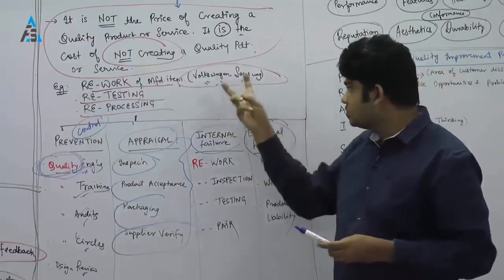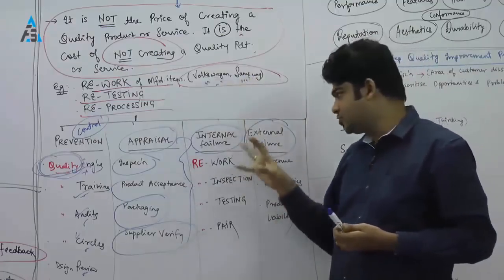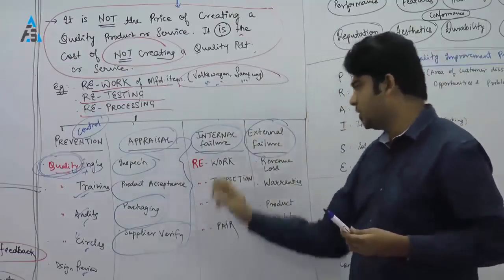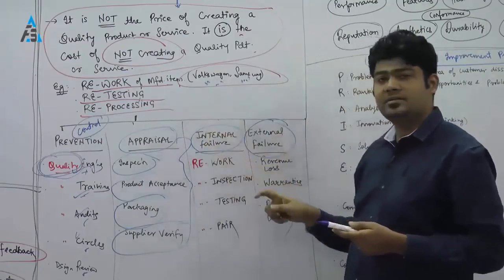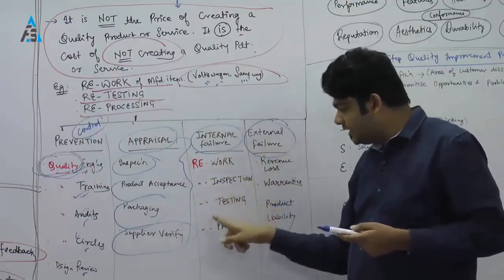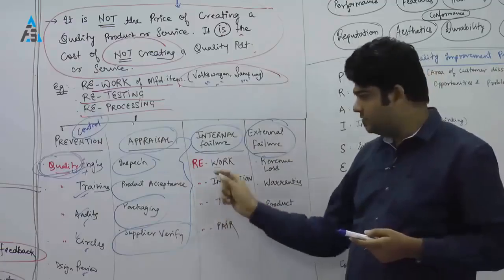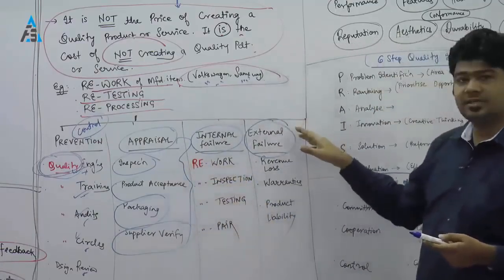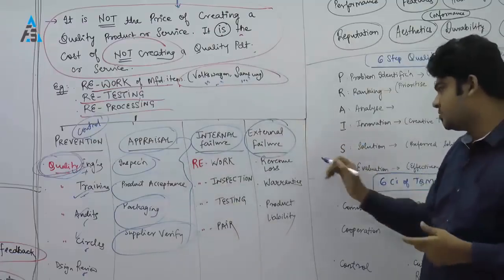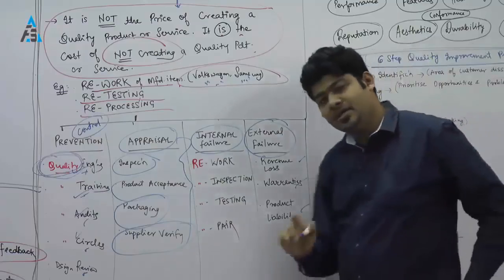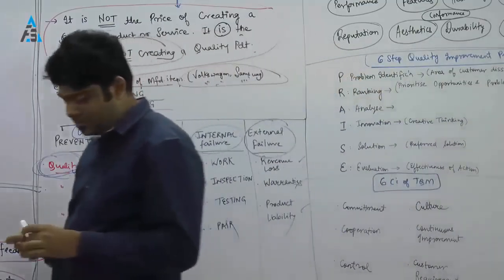These are the two companies which have incurred these internal failure and external failure costs. So, if there is an internal failure of the product, you will have to rework, re-inspect, retest, repair. The theme words here are rework, re-inspect, retest and repair. And if there is an external failure, then there is going to be a big revenue loss, warranties, product liability, all of that will have to be taken care of.